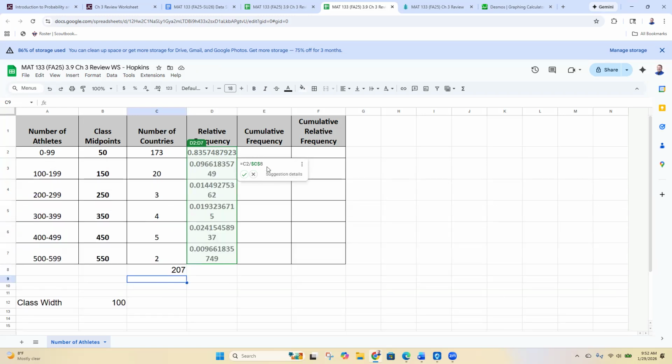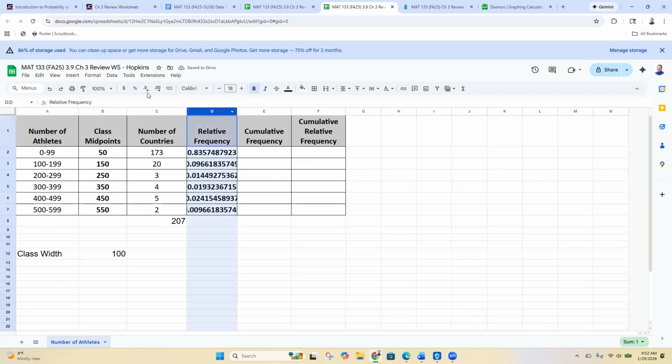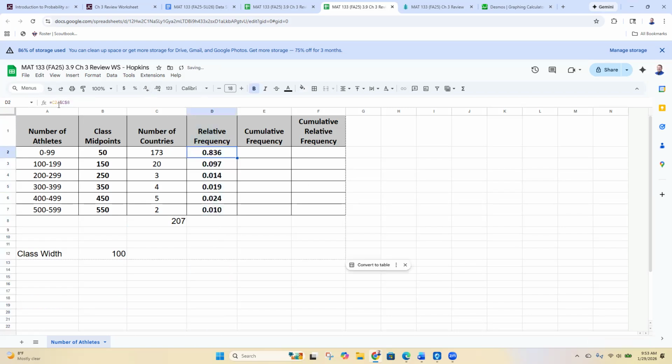So Google Sheets is suggesting you should put dollar signs around your C and your 8. And if you say, yes, I want to do that, then you end up getting the same thing that we had before, okay? So it's C2 divided by $C$8, okay?